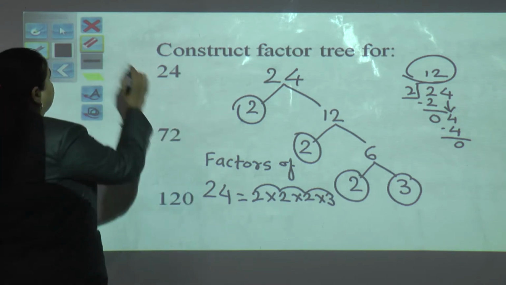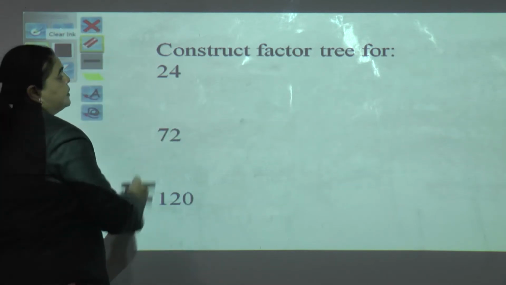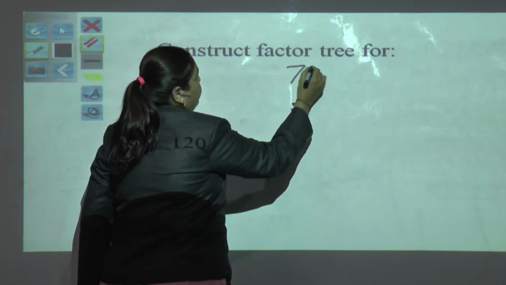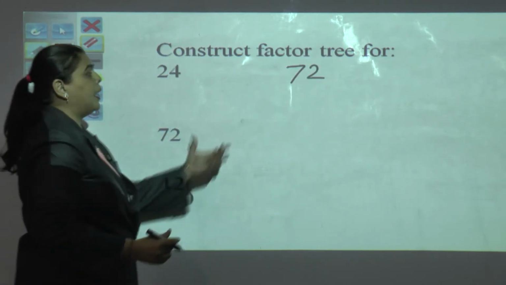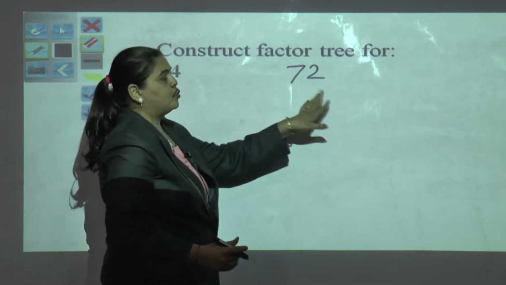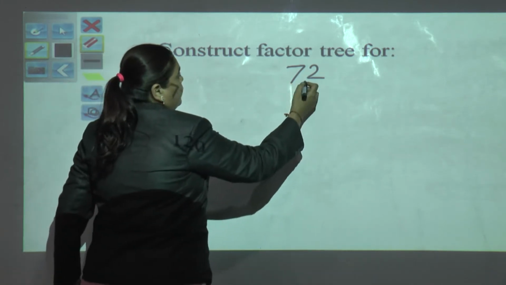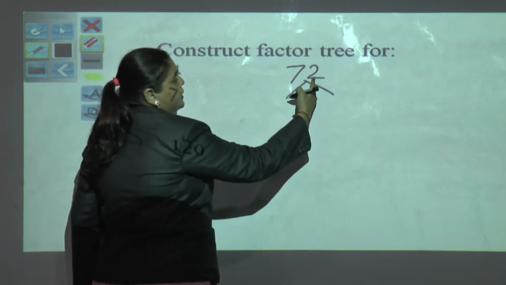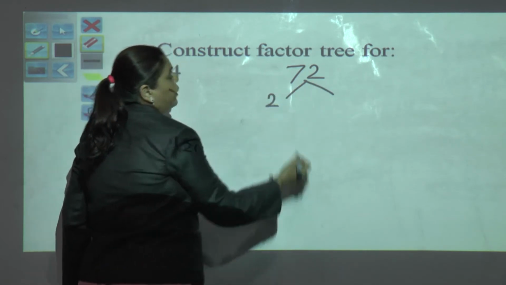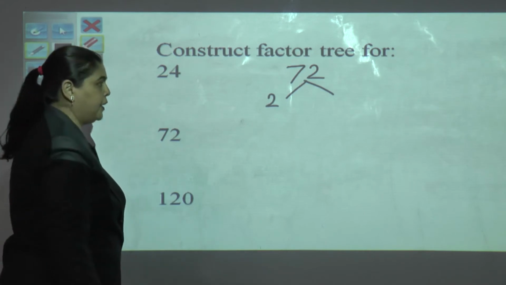Now we will go for another example, that is 72. We are going one by one to the higher number. I will give the tricks in between on how to solve this. Here 72. Again we are going to bifurcate. Again it is an even number, so we will write a 2 here. We will divide by 2.